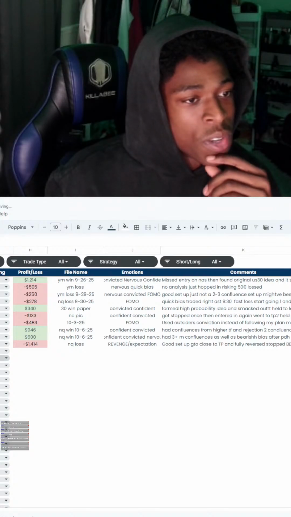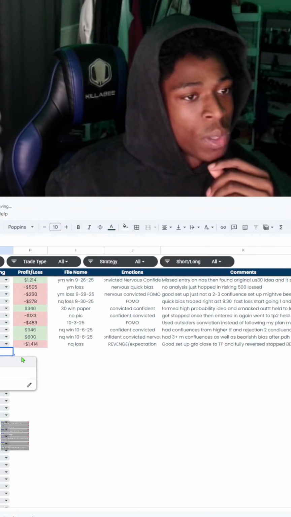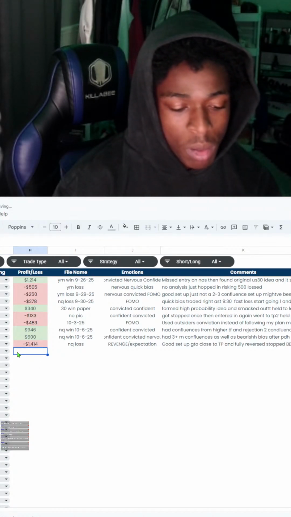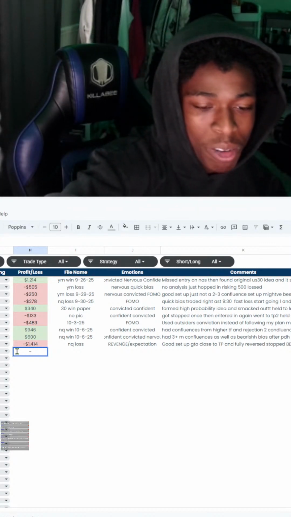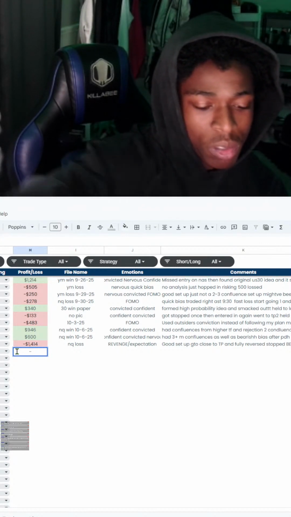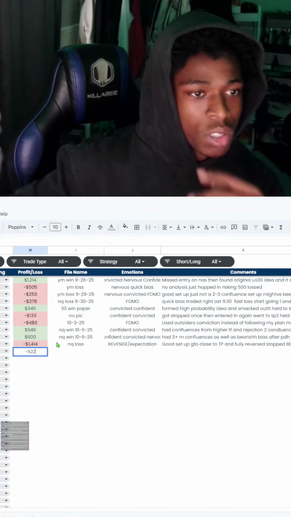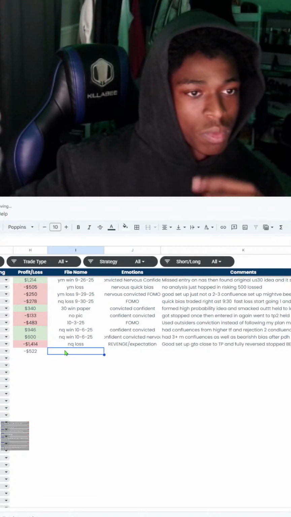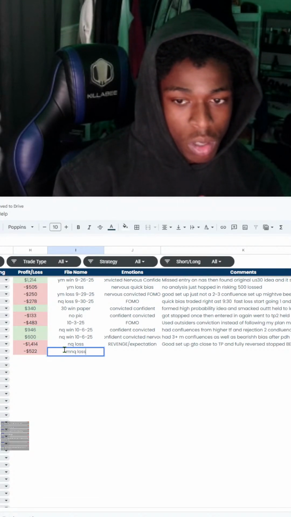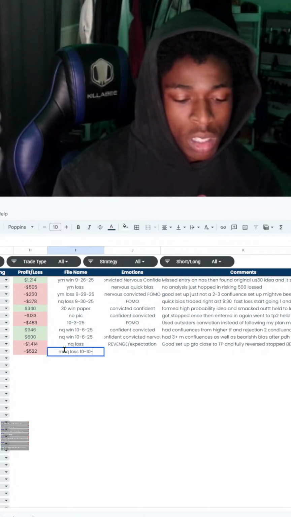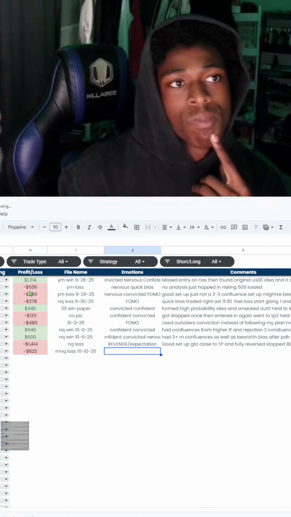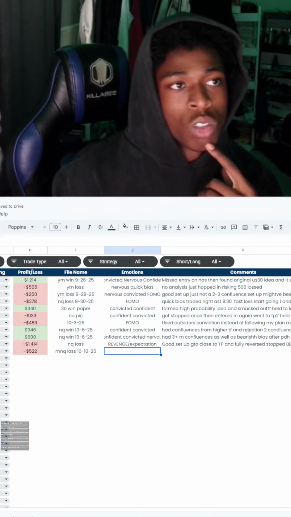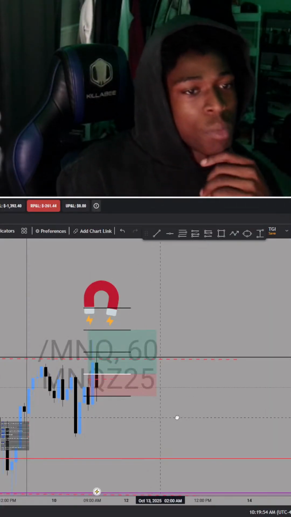That was an imbalance fill on M&Q going long. How much did I say I lost? 522. M&Q lost, 10-10-25. I'm gonna say, what were my emotions in this trade?